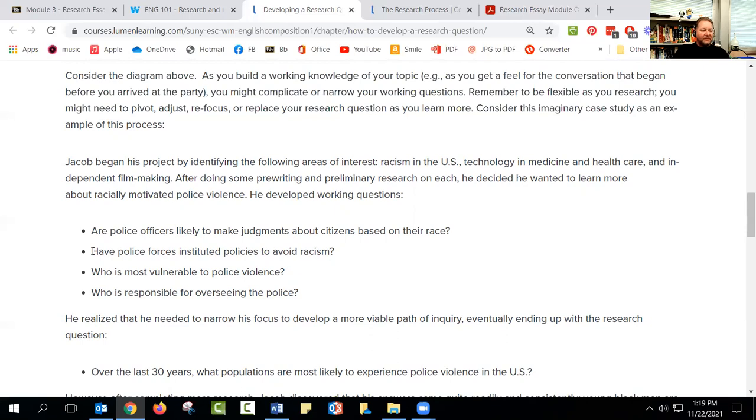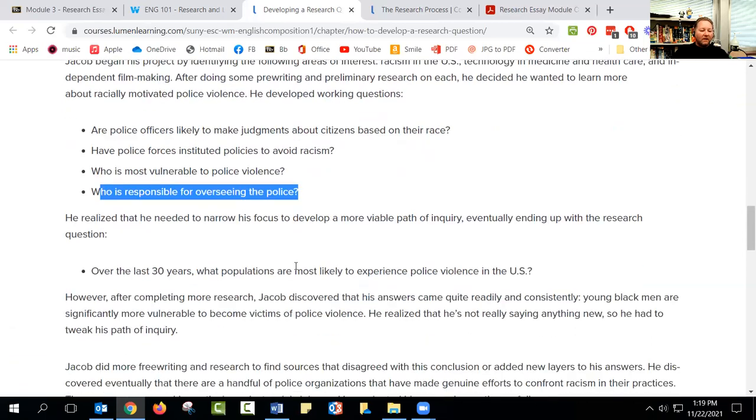Have police forces instituted policies to avoid racism? Who is most vulnerable to police violence? Who is responsible for overseeing the police? Notice how each one of these questions is a very different take on the topic of racially motivated police violence, right? Because you could write all this and never get to, well, who's responsible for watching them, right? And that could be a key piece in this essay, right? So asking these types of questions helps you come to some good answers, right?